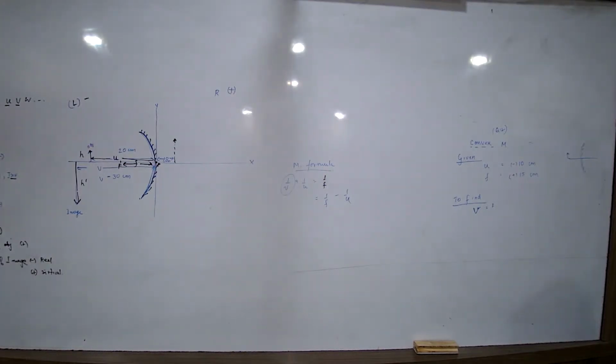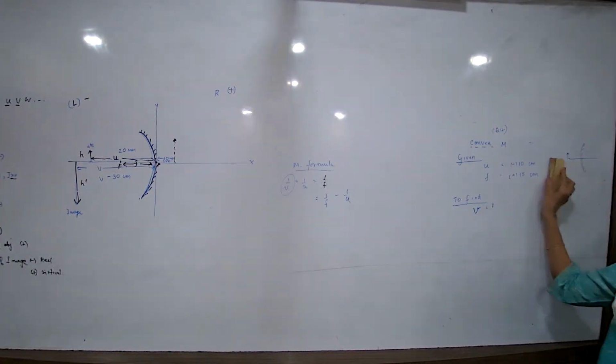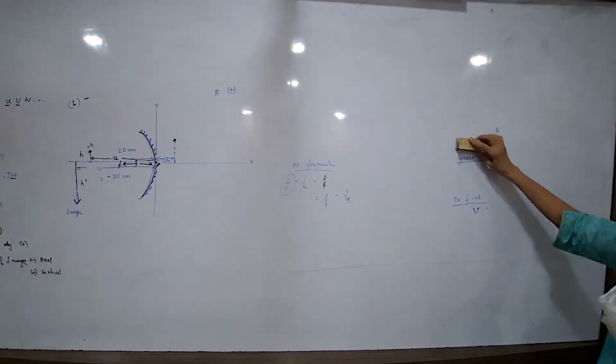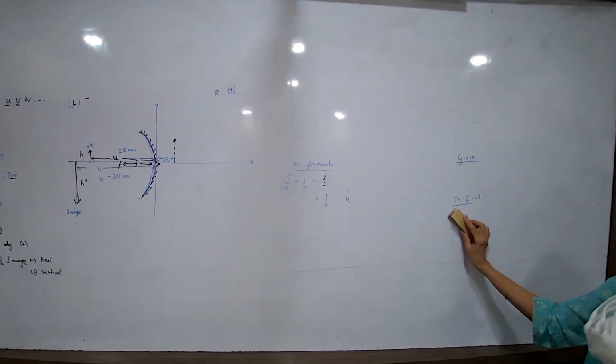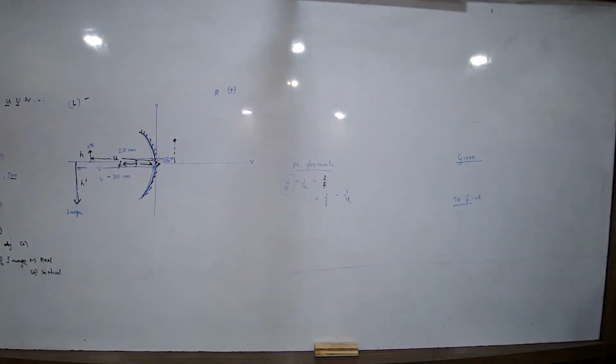Fine. Okay, look at number 13. Shall I erase it? Boys, have you taken it down? Read 13. Read better. The magnification produced by a plane mirror is +1. What does this mean?